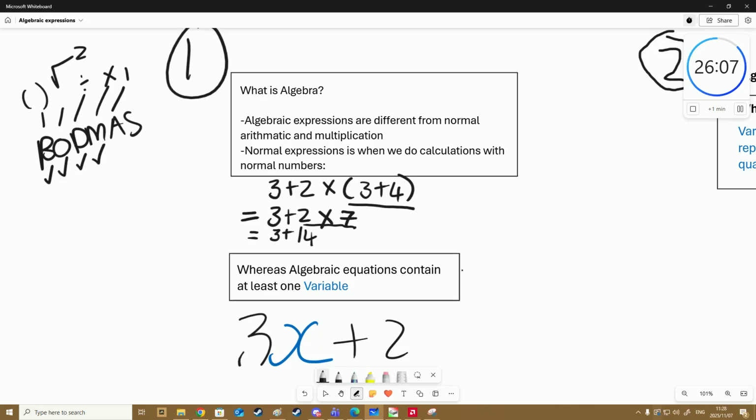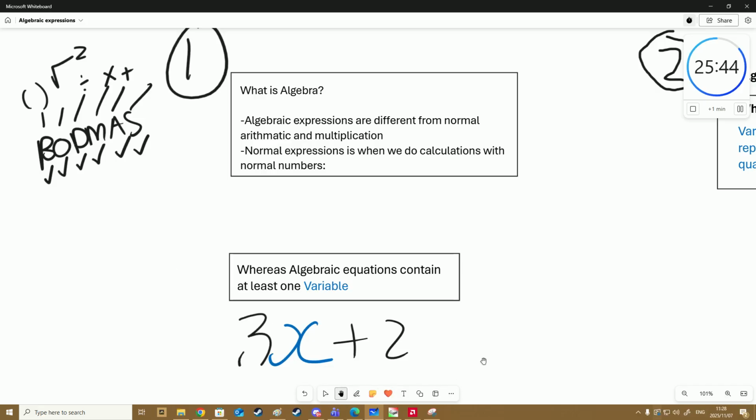Now we move over to addition. Is there any addition in this expression? Yes, 3 plus 14 is equals to 17, and we get a singular answer at the end, so we are done with everything in BODMAS. So this was an example of a normal expression.